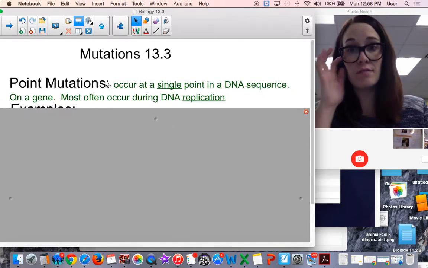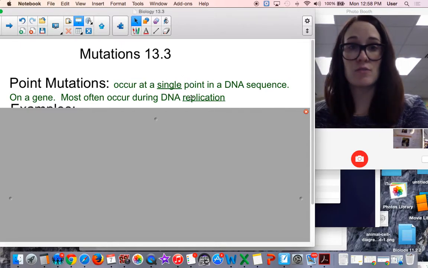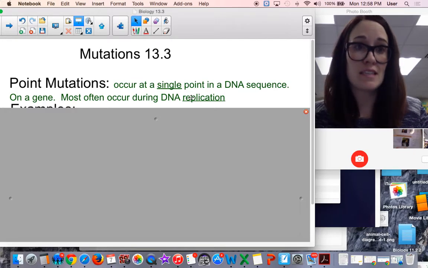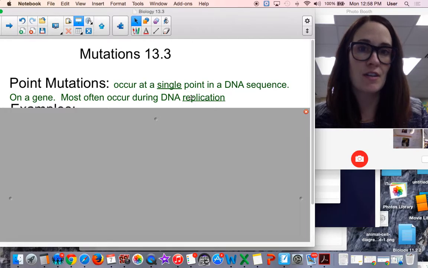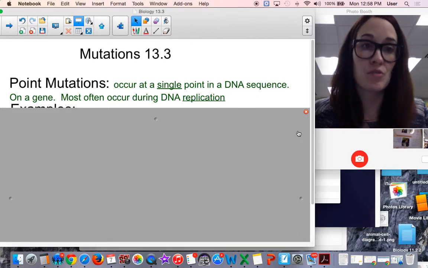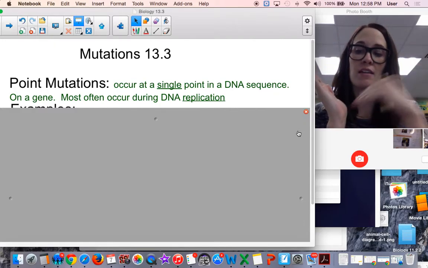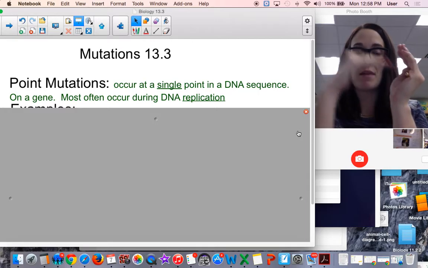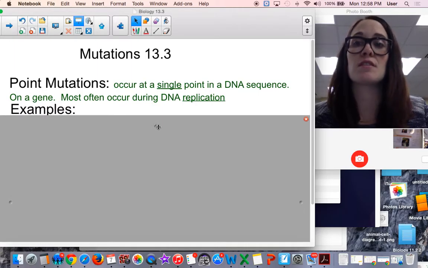A point mutation, you can add this on your notes, occurs at a single point on the DNA sequence. And that DNA sequence is part of a gene, like we've talked about. And most often, point mutations, where just one little point on that sequence changes, occur during DNA replication. So inside the nucleus, when the double helix is splitting and new nucleotides are being added to each strand to make a complementary strand, that's when point mutations usually happen.